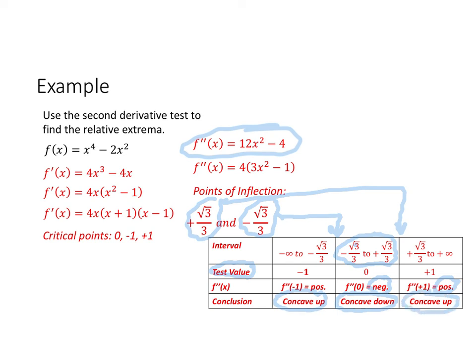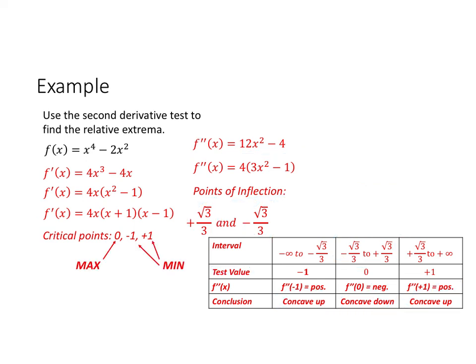Now, as I said earlier, we could do this without doing the second derivative test by simply looking for whether the first derivative is positive or negative on either side of these critical points. But I think using the second derivative test is another way of doing it. I think it's also a little bit easier, with fewer calculations involved.